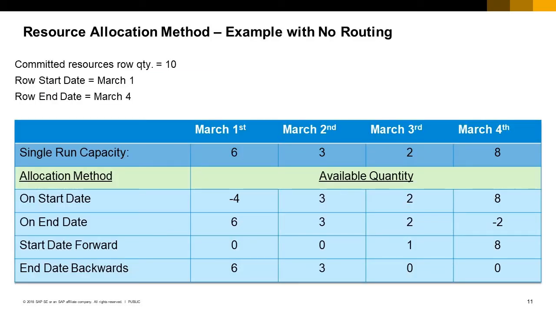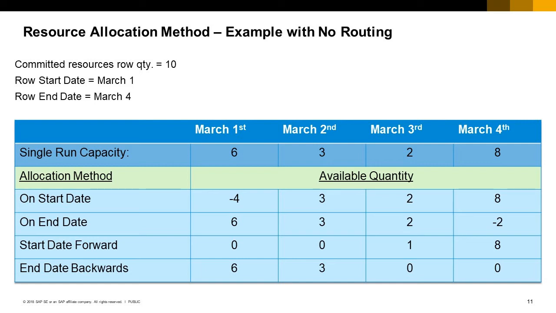Let us look at the example shown here, to better understand the different methods. We have a production order with a resource row quantity of 10. The start date in the row is March 1st. The end date in the row is March 4th. Let us see the possible available outcomes with each method.